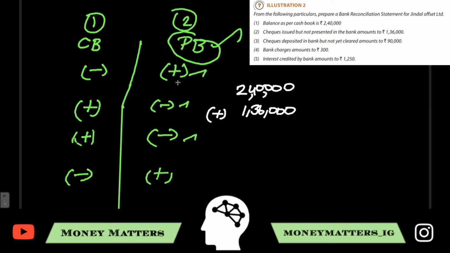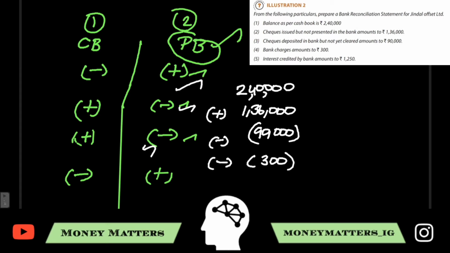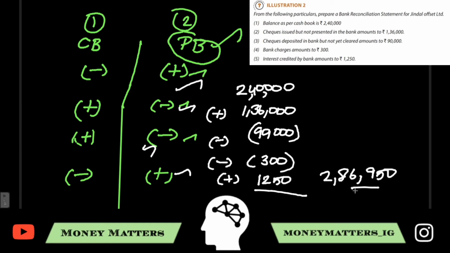Then you'll have to subtract, which is your check deposited but not yet cleared. That is 90,000. Then you'll have to less again, which is your bank charges, 300. And then finally have to add your interest credited, which is 1,250. And after all this, the final amount is 2,86,950. So this amount is your balance as per passbook.